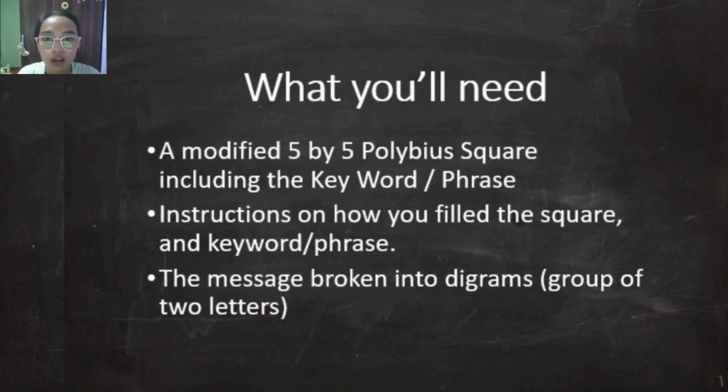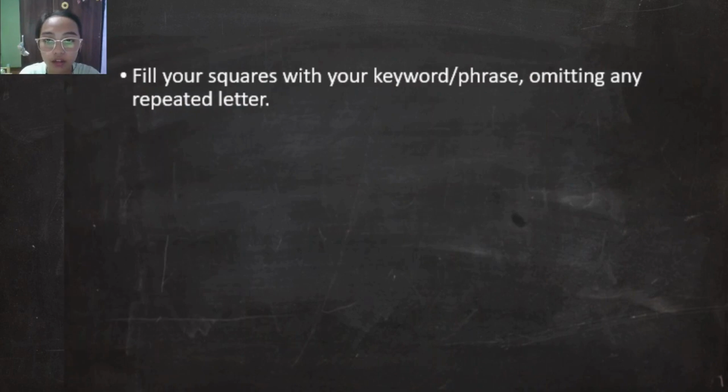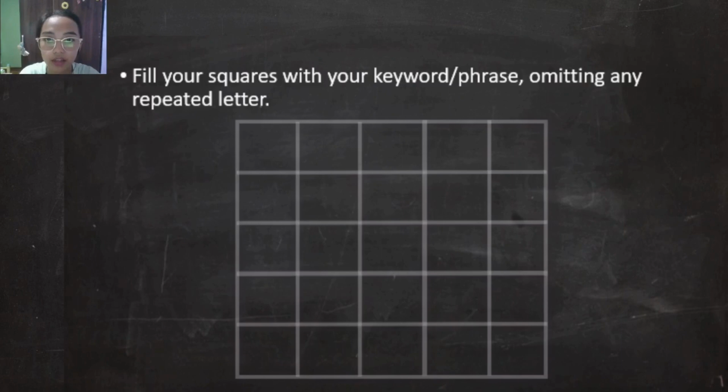So here's what you'll need to perform the Playfair cipher. First, you would need a modified 5 by 5 Polybius square, including the keyword or the key phrase, instructions on how you fill the square, and the keyword or key phrase, and then of course the message broken into digraphs or groups of two letters. So how to fill in your Polybius square? Fill your squares with your keyword or key phrase, omitting any repeated letter.